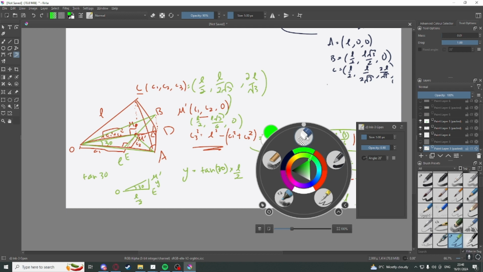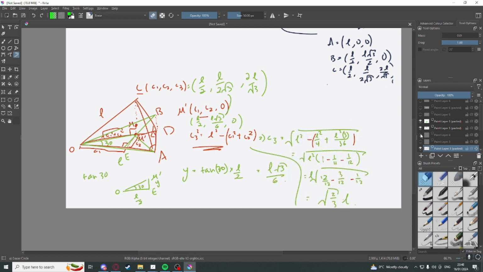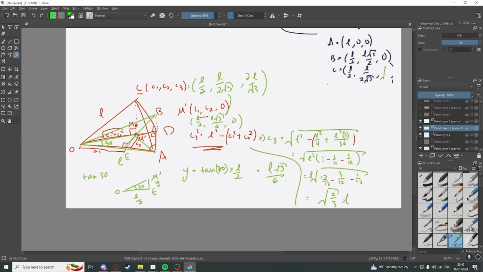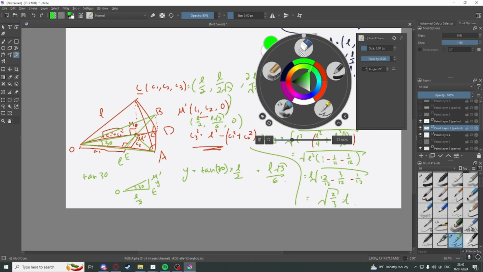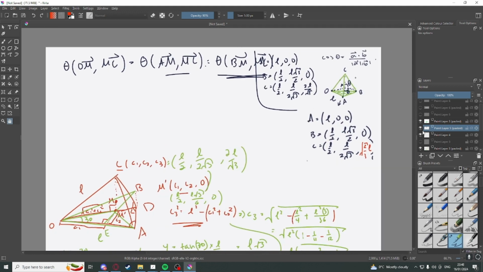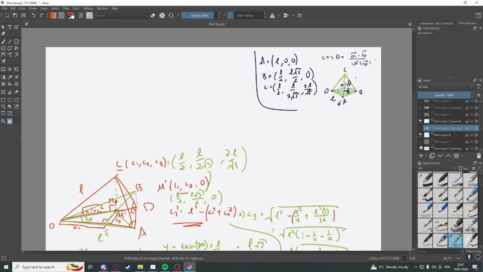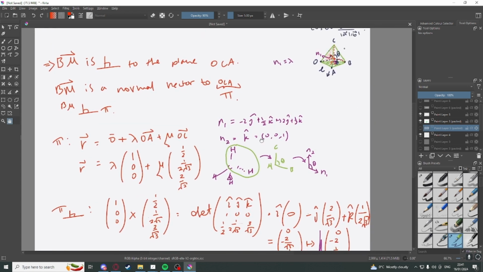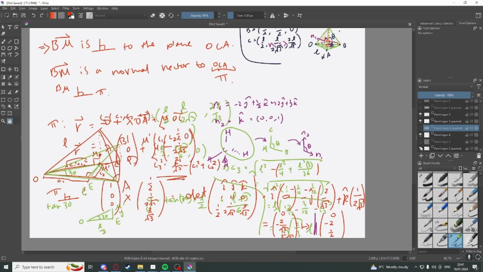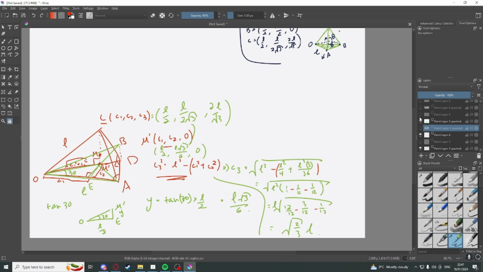And then again... Oh, okay, bro. Okay. Root 2 over 3 times L. Why is it green now? Root 2 over 3 times L. This is so tedious. I hate it. Okay, so again, what did I just change? Sorry, what? Oh my god. The 3. Alright, okay.